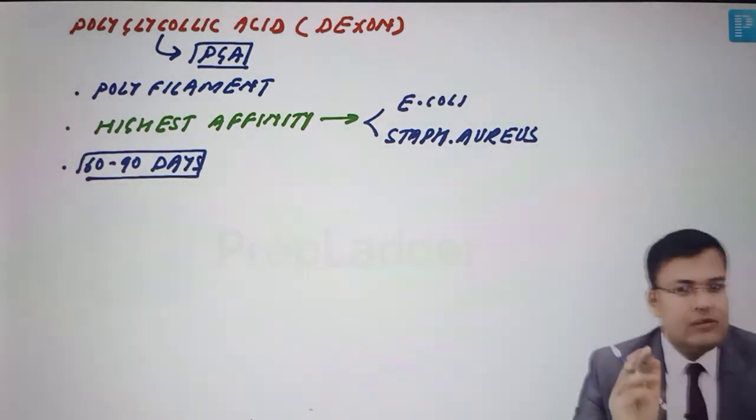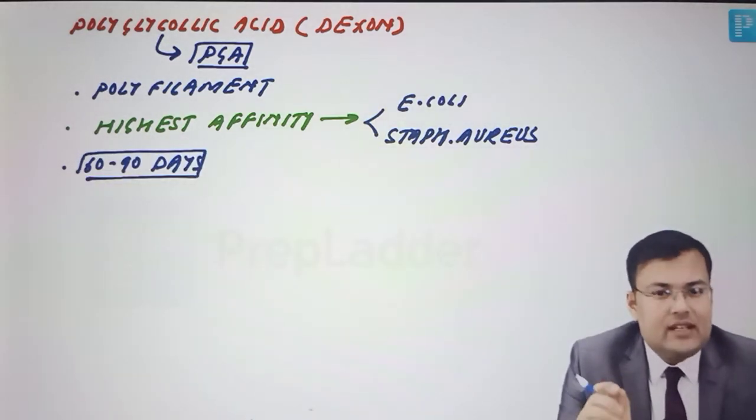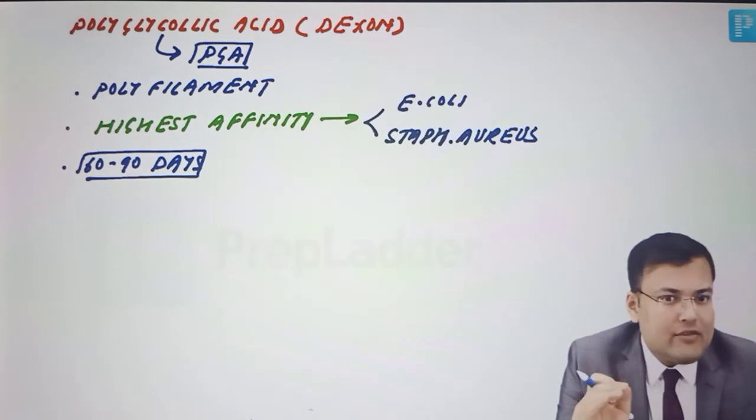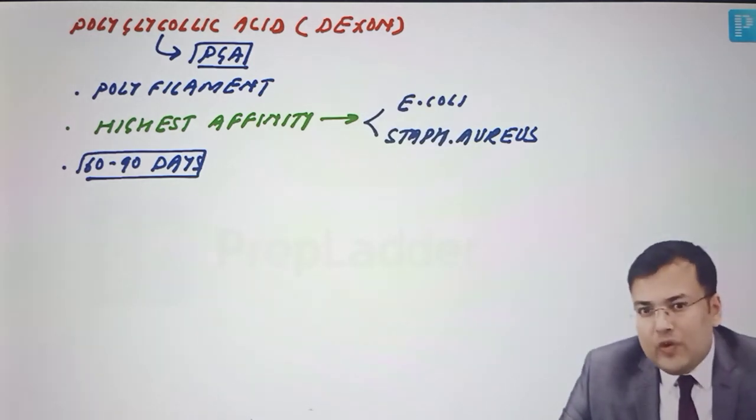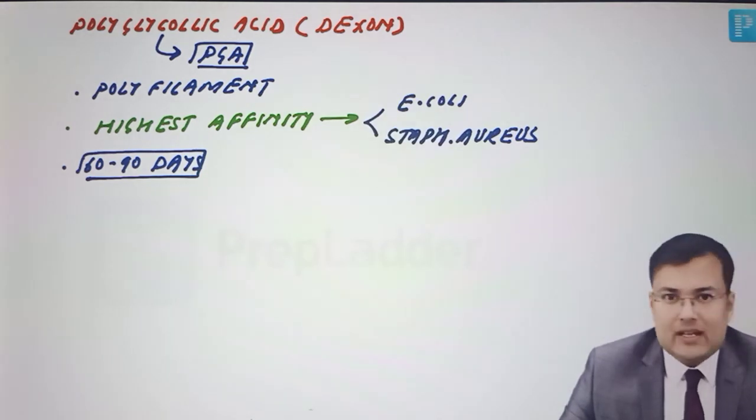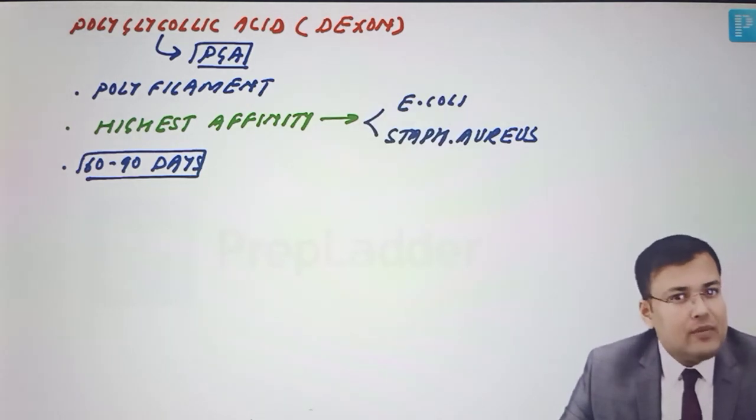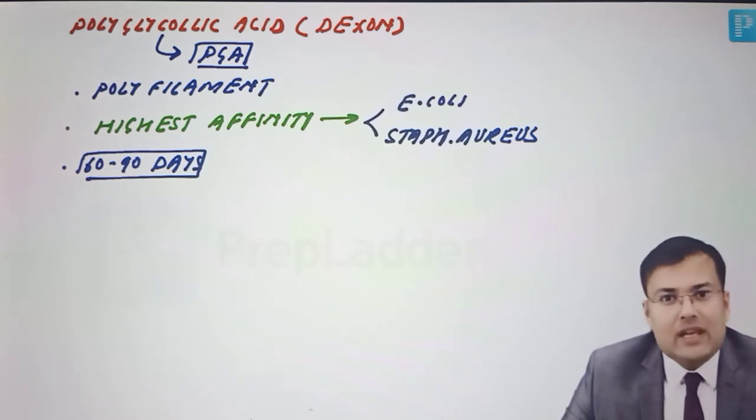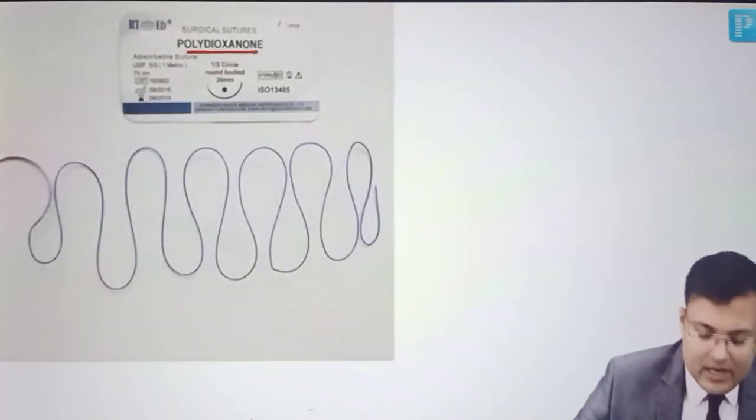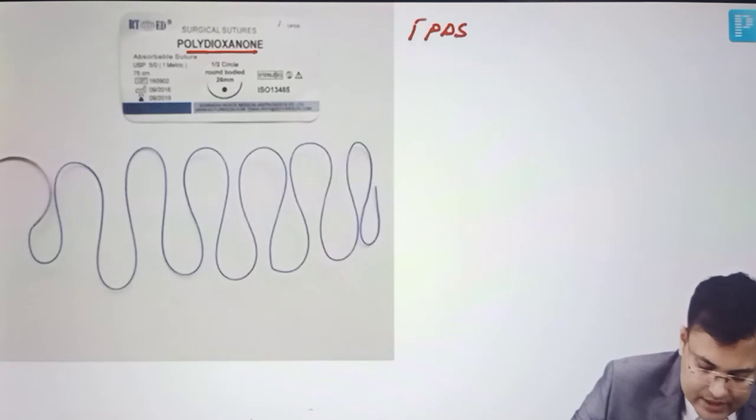So what are the two important points asked? Dexon has the highest affinity for adherence to E. coli and Staph aureus, and it is absorbed in 60 to 90 days. Now there is a suture which has the lowest affinity for adherence to E. coli and Staph aureus, and that suture is absorbed in 180 days. And what's the name? This is PDS, also known as polydioxanone.